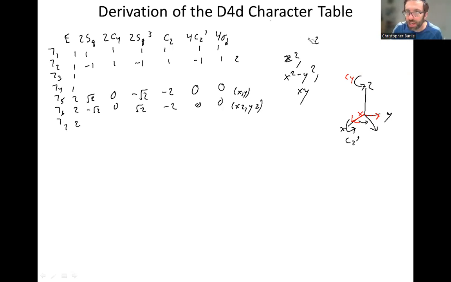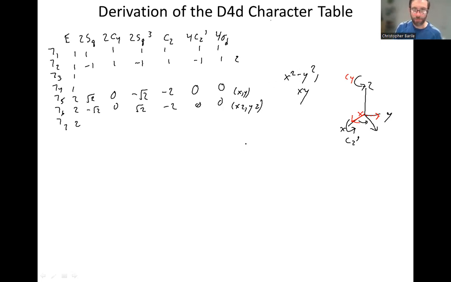So, all right, we got XZ and YZ. Z squared, you could look at. It's not going to get you a unique function because if you take Z and you square all these values, you're just going to get the totally symmetric representation, which is gamma 1. So that one doesn't actually help you.